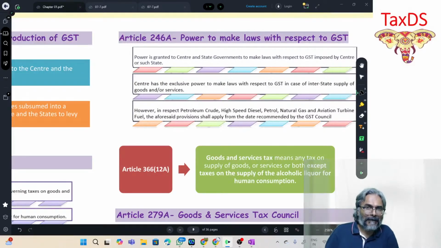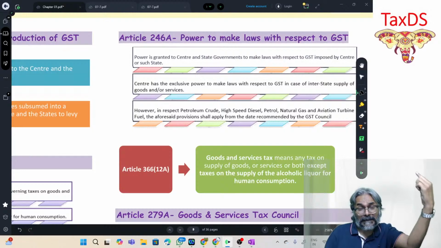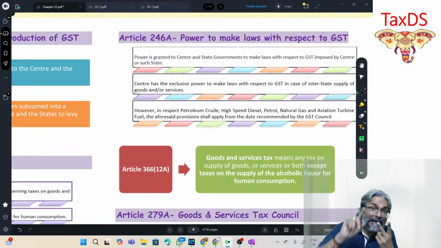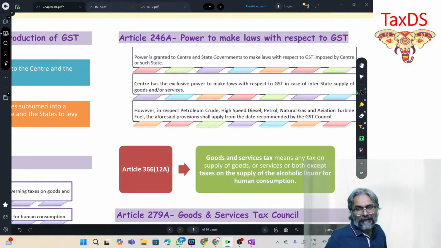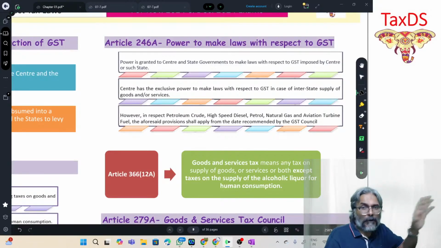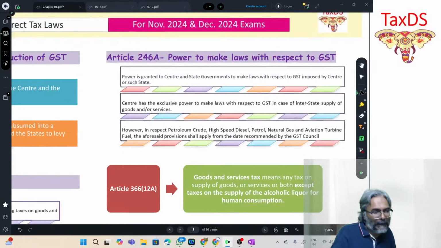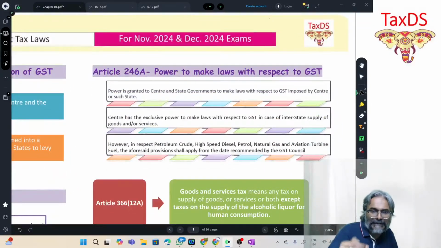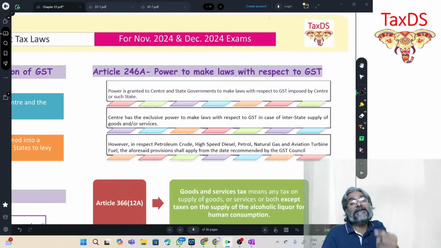Now, this is one of the demerit items. We can say alcoholic liquor for human consumption is one of the demerit items. There is another demerit item, students, which you will find in this case, and that is tobacco and tobacco products, which we will speak about. What happens about tobacco and tobacco products, we will see. But before doing that, students, let's see the second amendment through which the GST was introduced.